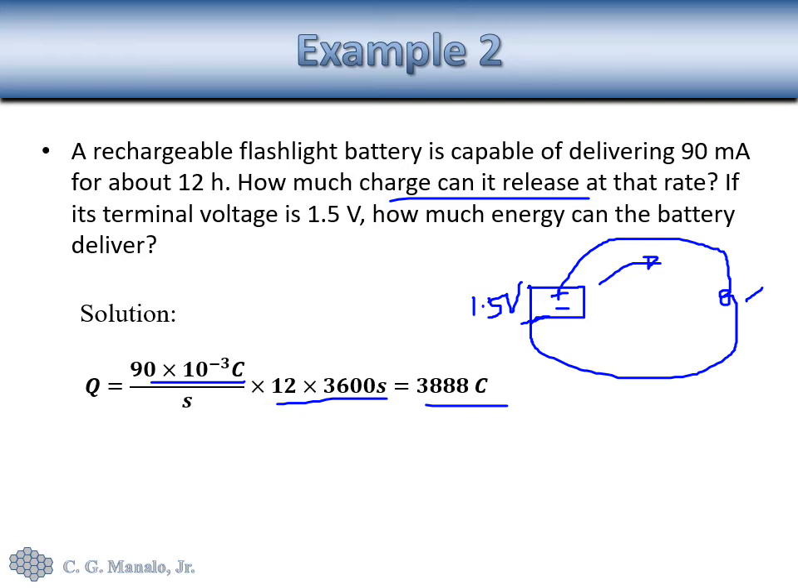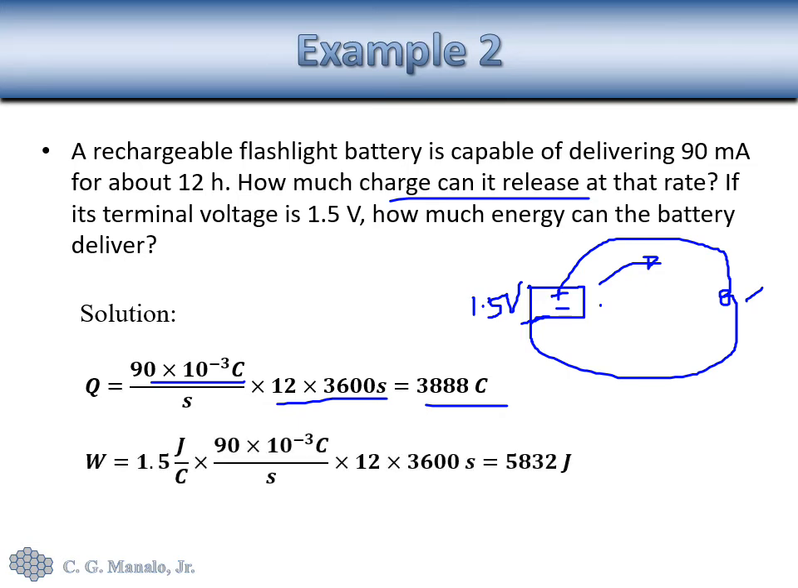Now for the second question, since the voltage is already given, so the voltage is 1.5 volts, to get the total energy that the battery can deliver, we simply first multiply the voltage with the current and the amount of time that we use the flashlight. So that will give us this much energy that can be delivered by the battery in 12 hours.